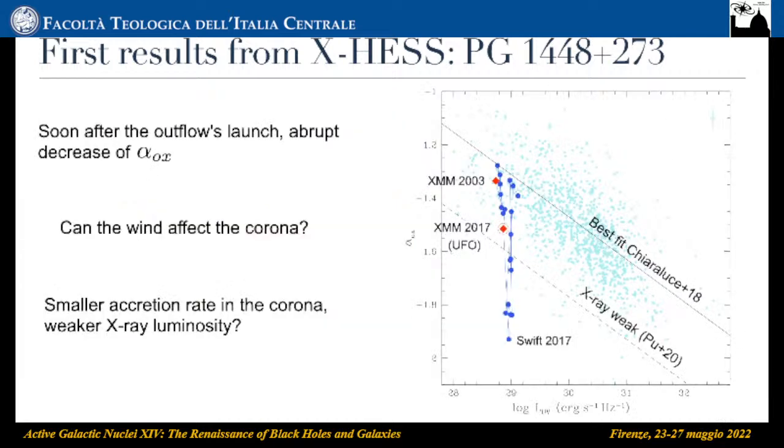What's also interesting about this source is that it has 20 Swift observations, the blue points over there. And we find that after the UFO has been detected in the 2017 XMM-Newton observation, the value of FOX drops abruptly, landing into the domain of X-ray weak AGN, to recover to the previous state after a few months. This might indicate a connection between the presence of the UFO and the weakness we observe, given that maybe such a powerful disk wind can subtract a large fraction of the accreting material in the innermost regions of the disk, reducing the flux of seed photons directed towards the corona.